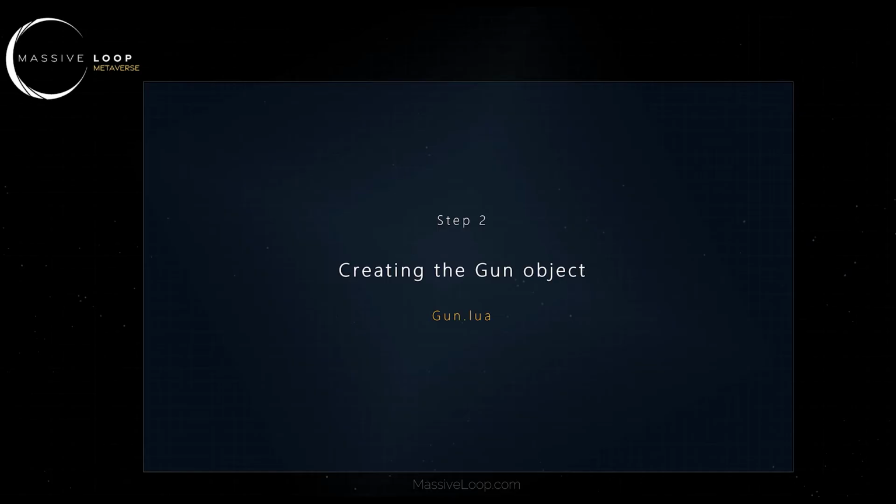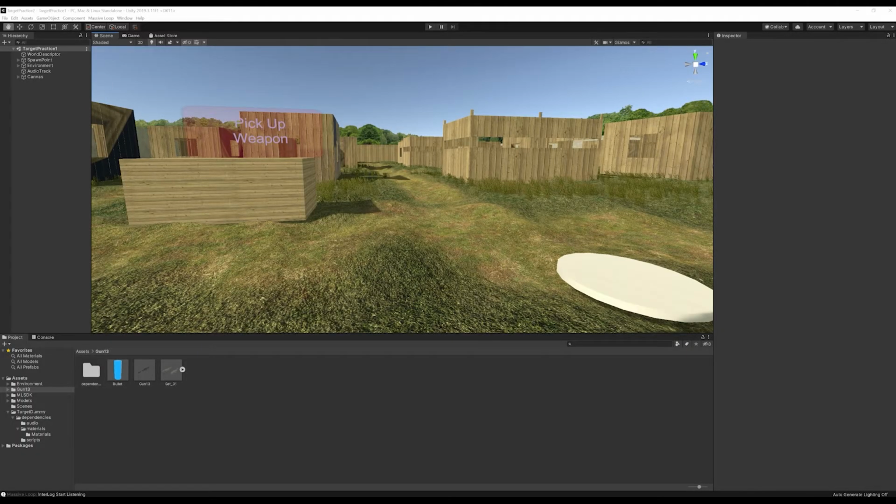I want to start scripting with the gun object because it's the most complicated object in our game, and also because it gives us an opportunity to use things like serialized fields, the getComponent method, events, and hopefully you'll see how familiar programming your world in Massive Loop Lua script is to what you're already used to with Unity. I have a gun prefab that I'm just going to drag into the scene here.